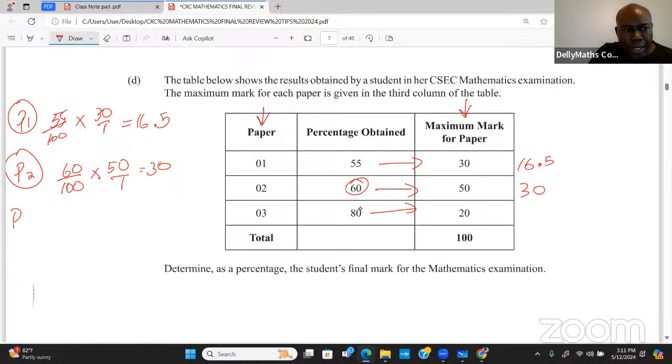Let us check the last one, paper 3. For paper 3, we got 80% of the 20. So we're talking about 80%. Hold on.